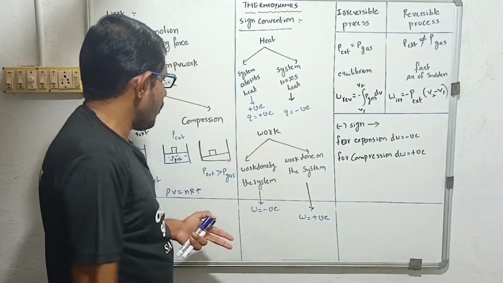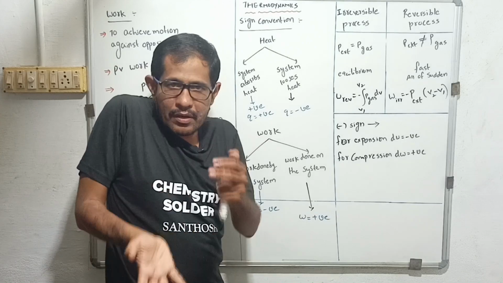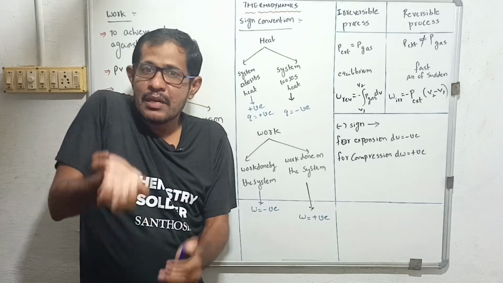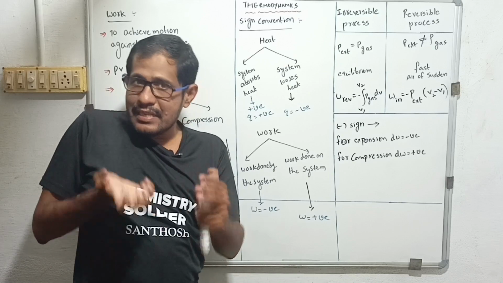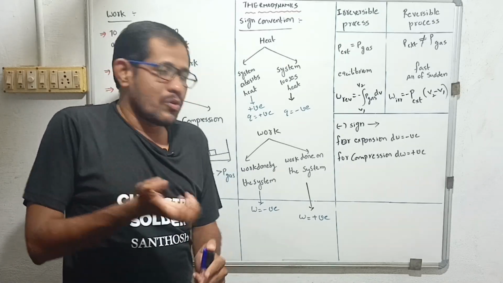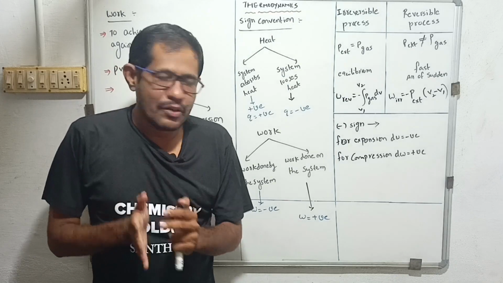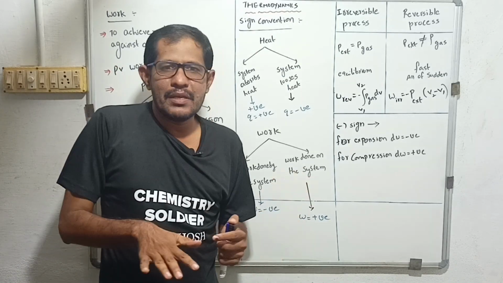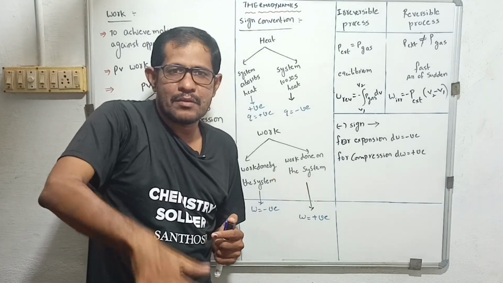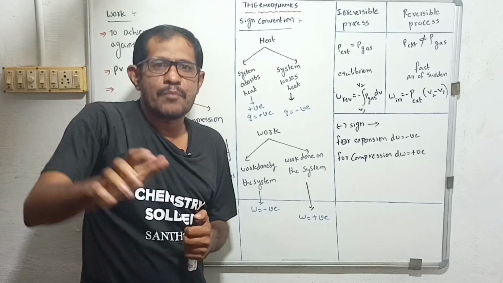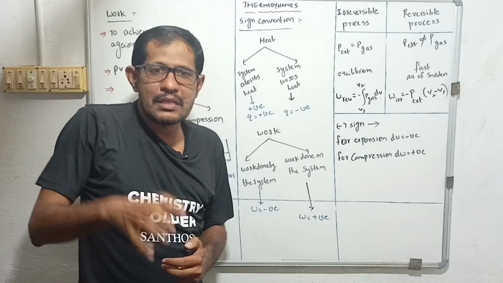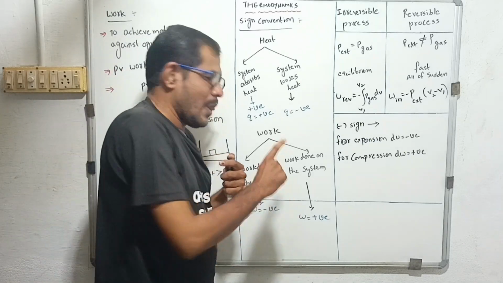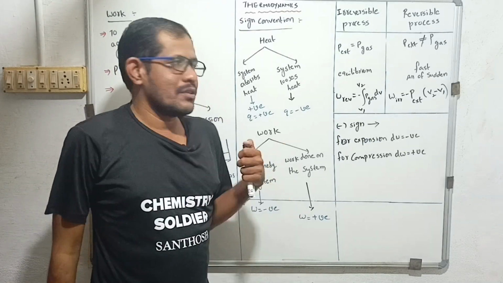Coming to the work done by the system: the system is doing work, using its energy to do the work, thereby there is a decrease in the energy of the system. So work done by the system gets a negative sign. Work done on the system means we are pushing the piston down, or P external is pushing the piston down. It gains some energy, that's why work done on the system is positive.